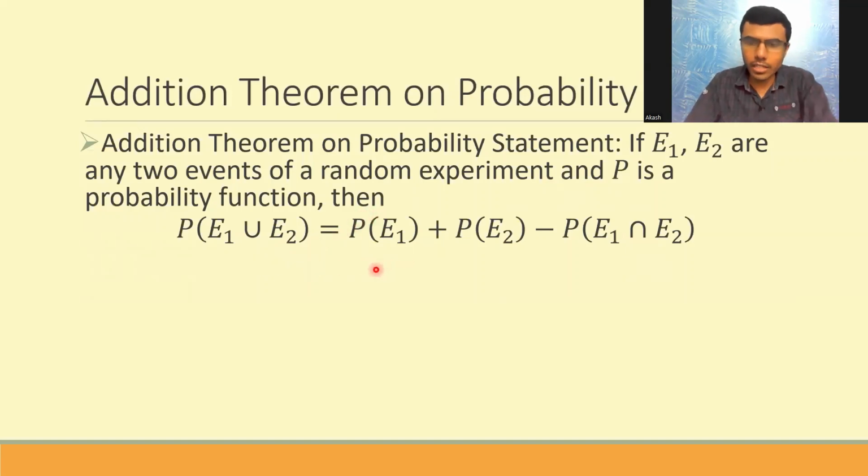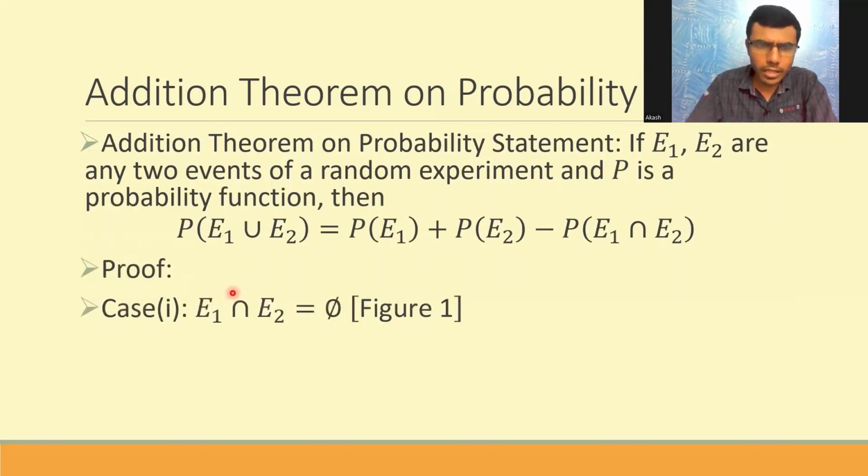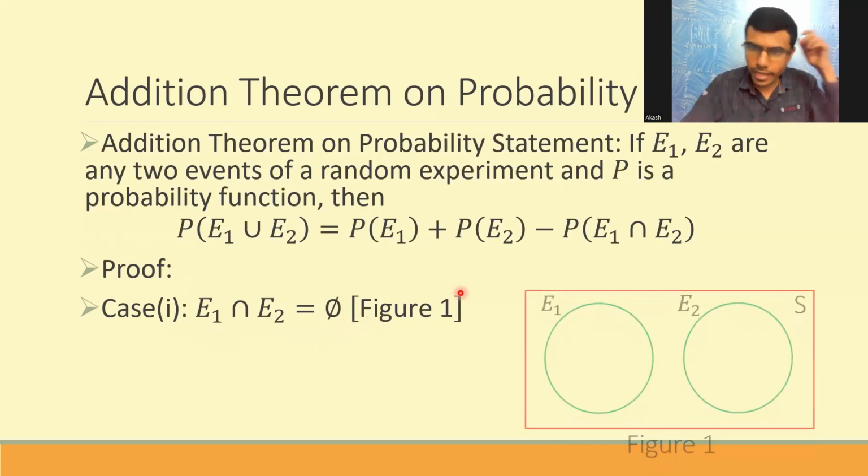Now there are basically two cases. Case one is when E1 intersection E2 is equal to phi, a null set. That means this diagram.